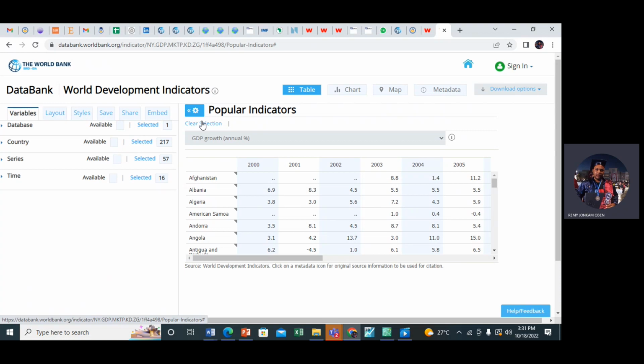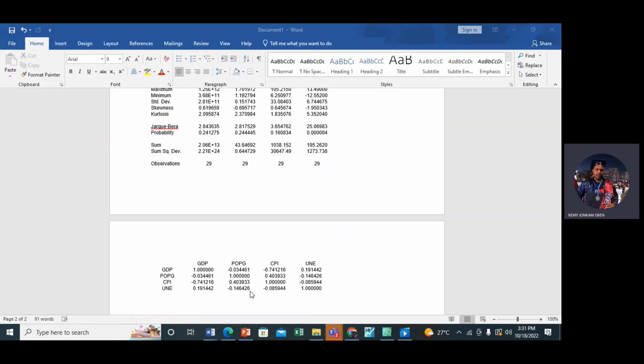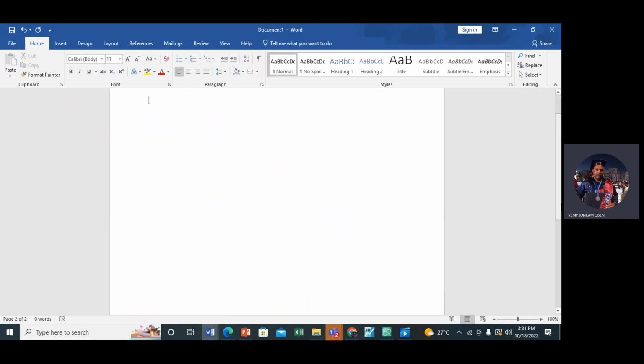So while waiting for the section to clear, you see all this data we see here. Once the section clears, we will not see this data. While waiting for the section to clear, let me show you something on Microsoft Word.